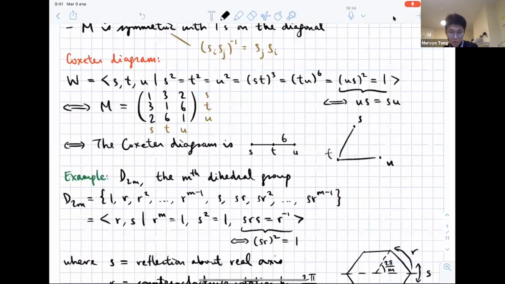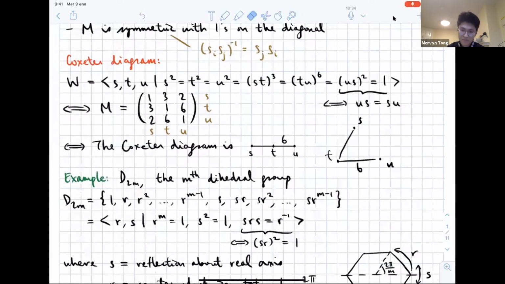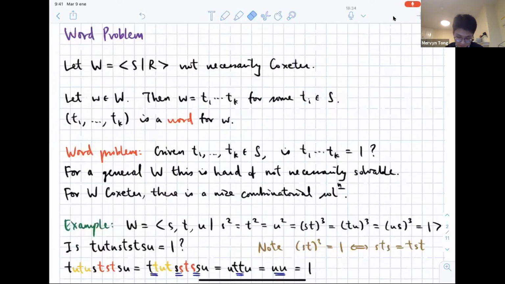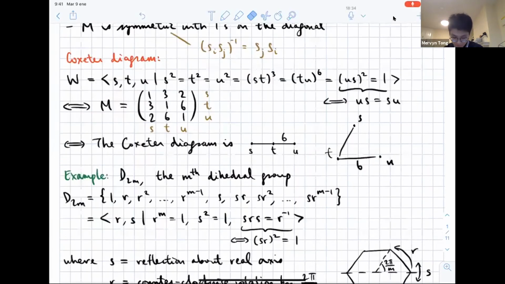And I put the order of their product on as a label on the edge. So therefore ST would be 3 and TU would be 6. And because 3 is the smallest number I can put as a label, we often just drop the 3 when it's there. And obviously you can flatten this graph into the line thing that I've already written down.